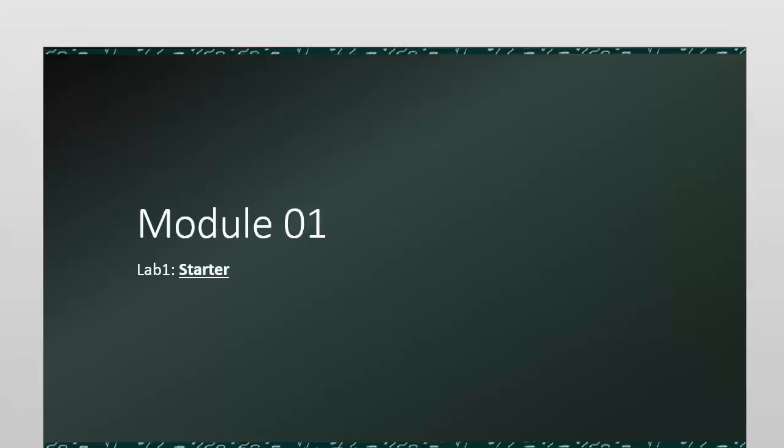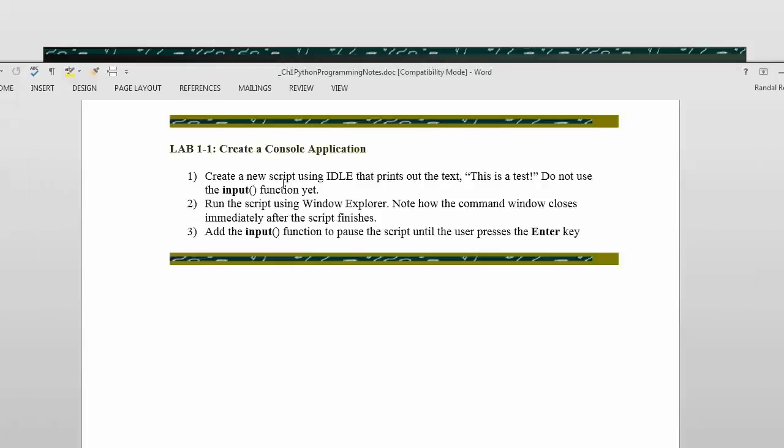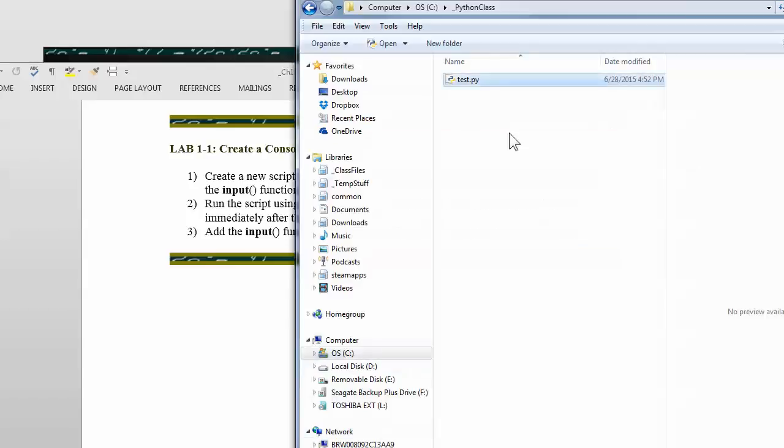Well, at this point, you've made it through a lot of videos in Module 1. Hopefully you've read the chapter and you're ready to get started with a simple lab. In this lab, we're going to quite simply make a little script that prints out "This is a test." You do not need to use the input function for this one. I want to go ahead and run it from Windows Explorer. Now this is not the same as Internet Explorer. All I mean by this is that we go over to the file and run it.